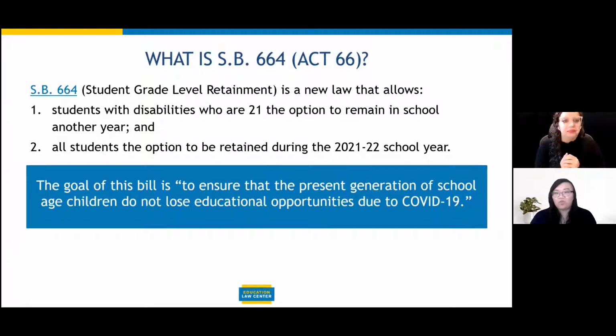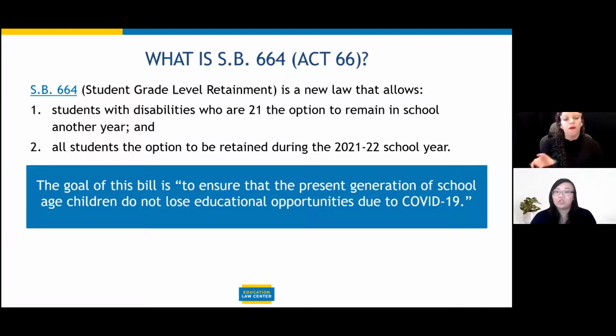So just some information about what this SB, or Senate Bill 664, Act 66 is. There is a link in this presentation, and I can share the slides after today's workshop. The bill is for student grade level retainment. It is a new law that allows students with disabilities who have turned 21 before the start of the next school year an option to remain in school for the upcoming 2021-22 school year.